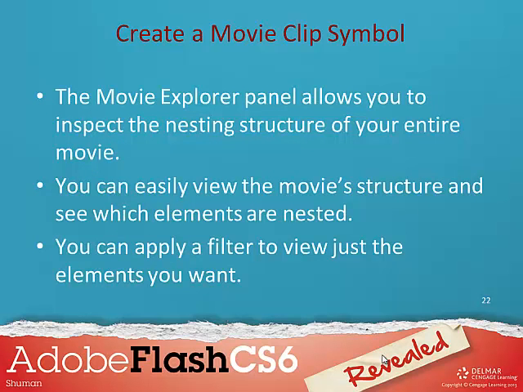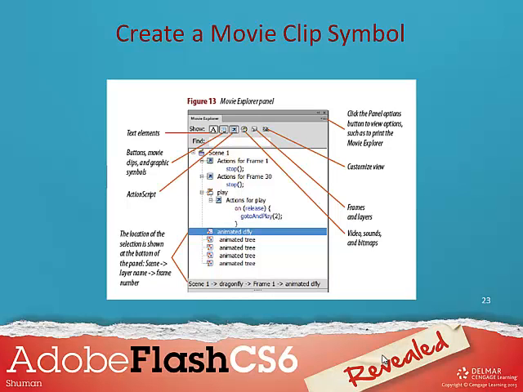The Movie Explorer panel allows you to inspect the nesting structure of your entire movie, and you can easily view the movie structure and see which elements are nested. You can apply a filter to view just the elements you want to see. And here it shows the Movie Explorer panel. It shows buttons for your text elements there, buttons, movie clips, and graphic symbols, action script.